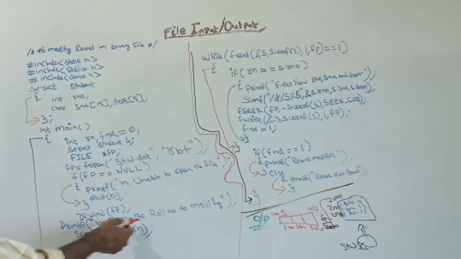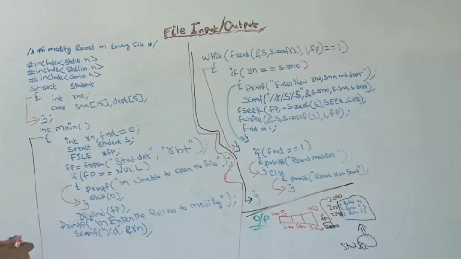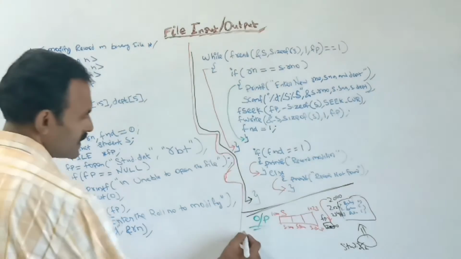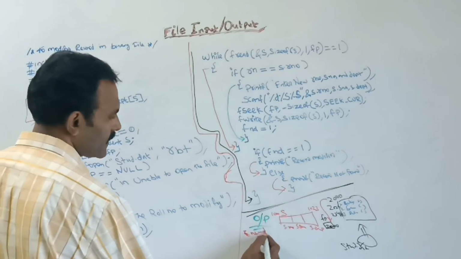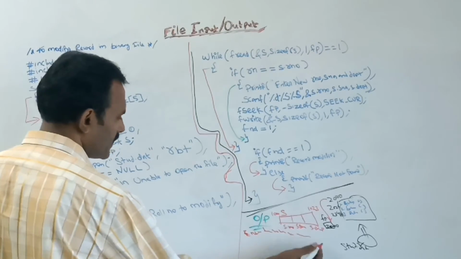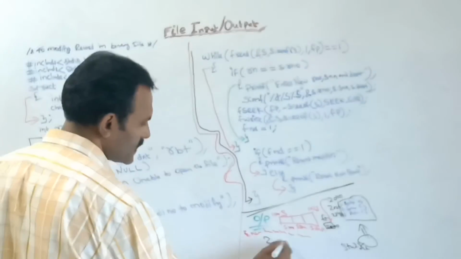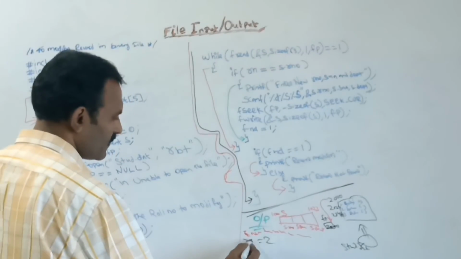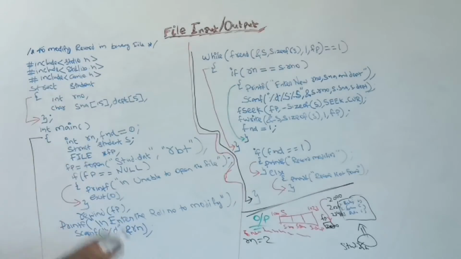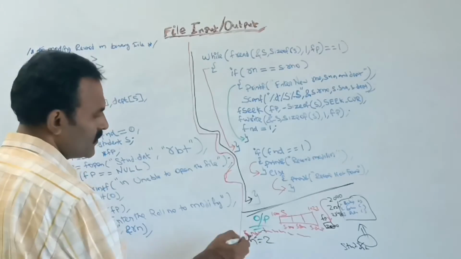See, next here I am printing: enter the roll number to modify. In the output screen, it will display this message, enter the roll number to modify. Suppose you are giving the roll number 2, let us assume 2. So this 2 is stored to where? This variable Rn. So Rn holds the value 2.